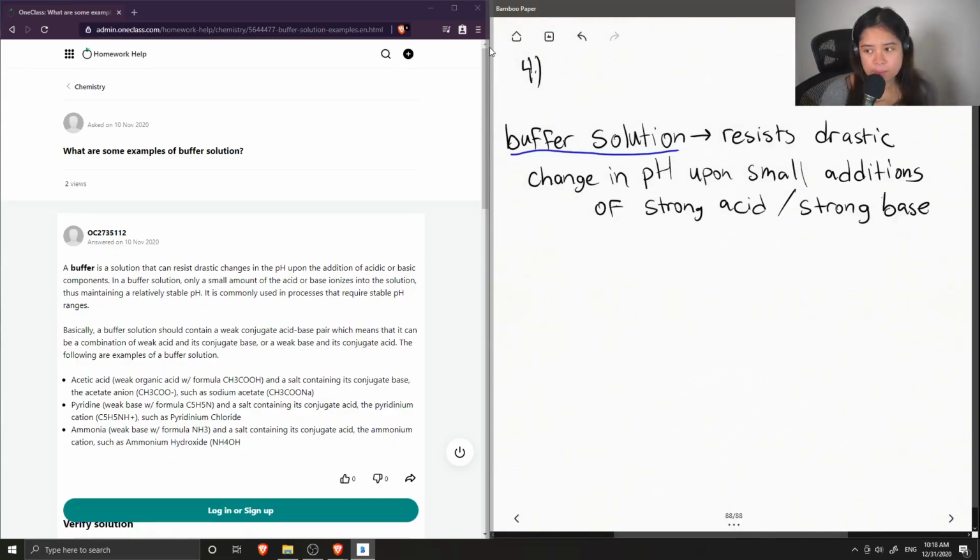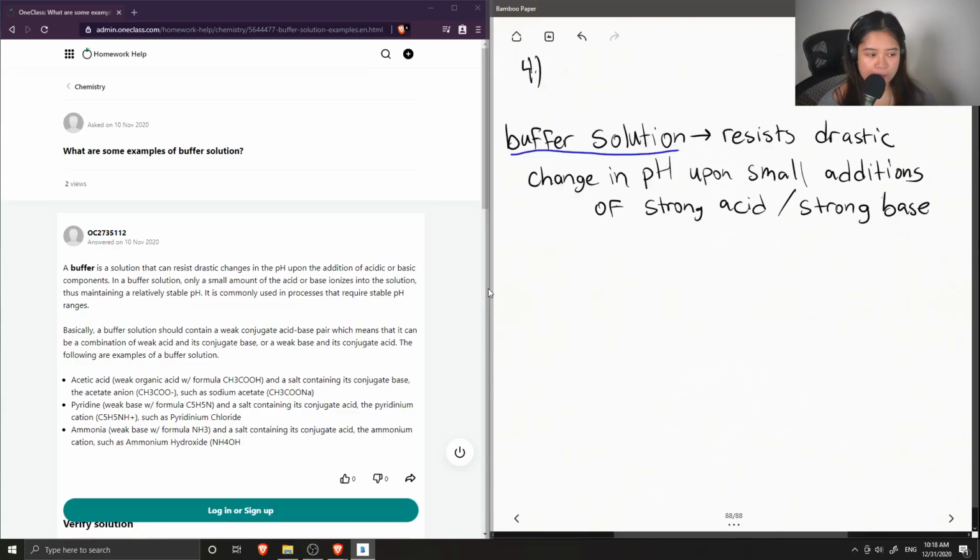So for example, let's say we had a solution of water. If we added the tiniest amount, like a drop of a strong acid such as HCl, a highly concentrated HCl, then the pH of that water would decrease significantly upon that one drop of a highly concentrated acid solution. But when we have a buffer, it tends to resist this drastic change upon small additions of strong acid and base.